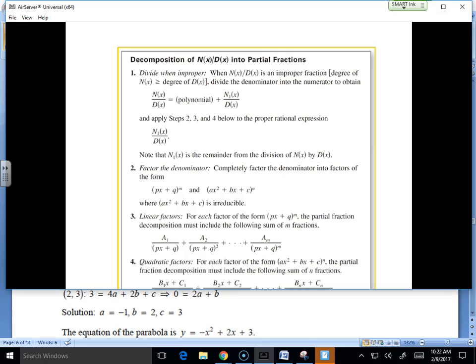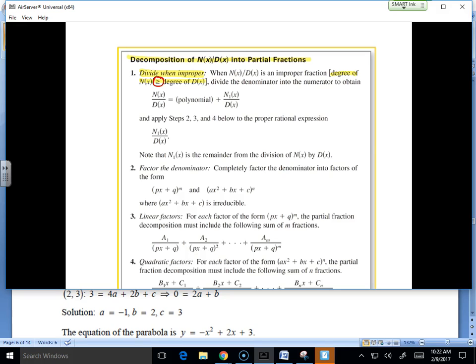Now, the very first step is super important. Divide when improper. Before we ever start this entire process of decomposing into partial fractions, we have to check our fraction and see if it's improper. What does that mean? It's improper when the degree of the numerator is greater than or equal to the degree of the denominator. You can think of it as a top-heavy fraction.